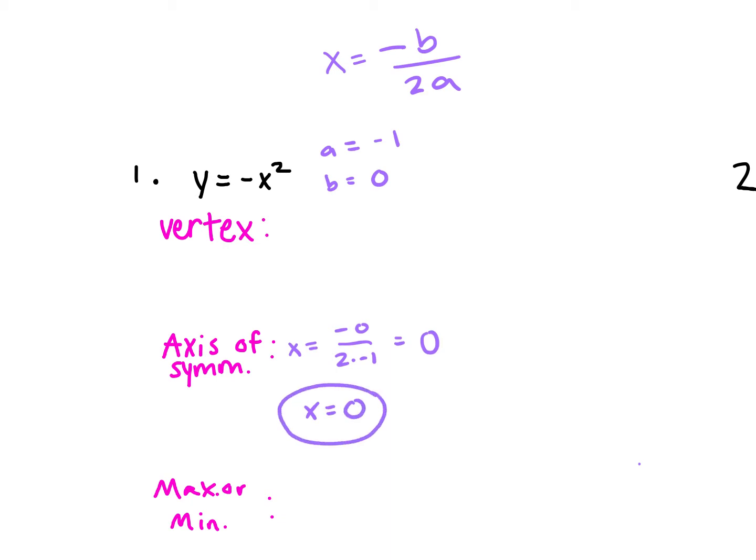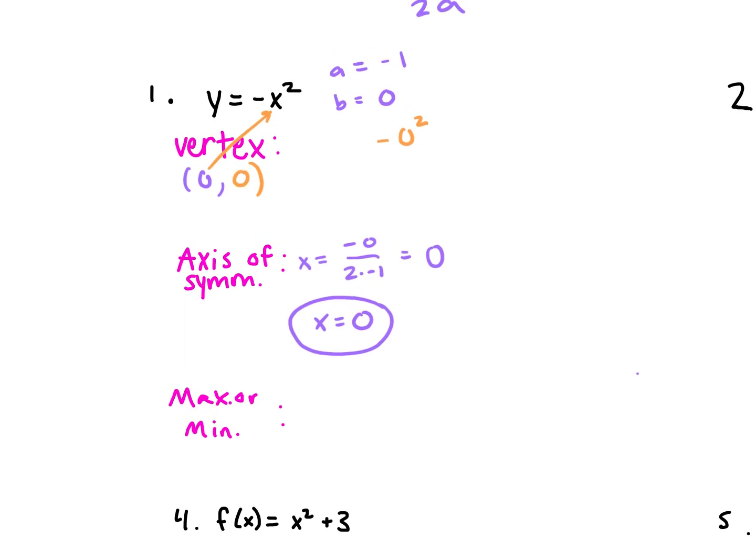So what's the first number in our vertex? 0. How do we find the second number? Plug in 0. So I'm going to plug in 0 into x. So I have negative 0 squared. What's negative 0 squared? 0. So my vertex is 0, 0.